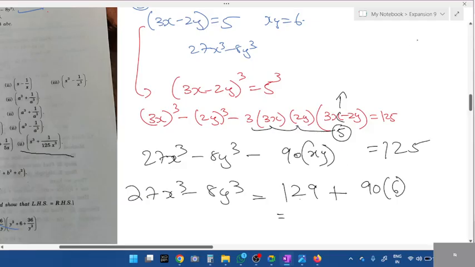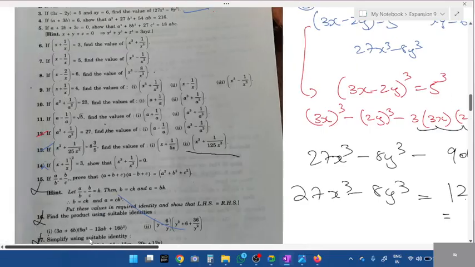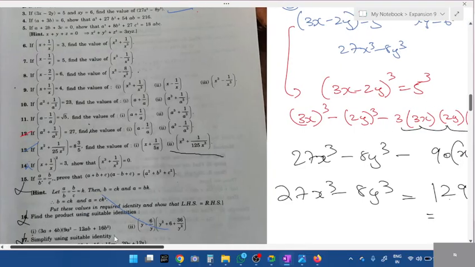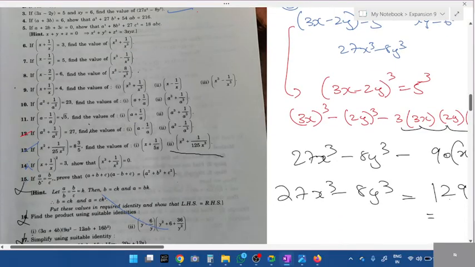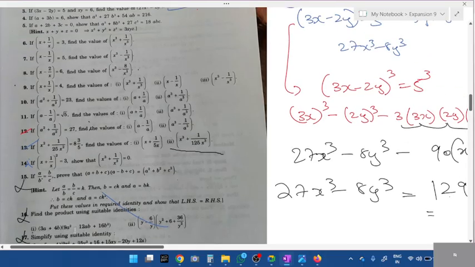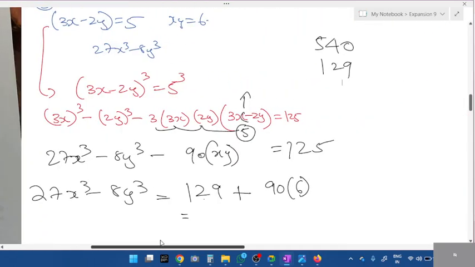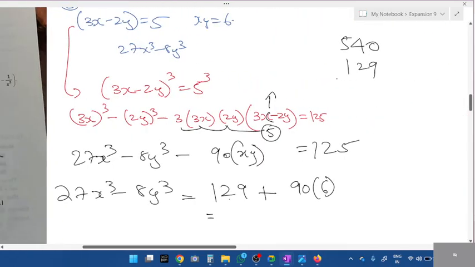Okay, 125 plus 540. Does anyone have the textbook? Can you check the answer? Third question, students, Exercise 3B, third question. 665. What's the answer in the textbook, Dia? You have the textbook with you? The answer is wrong.